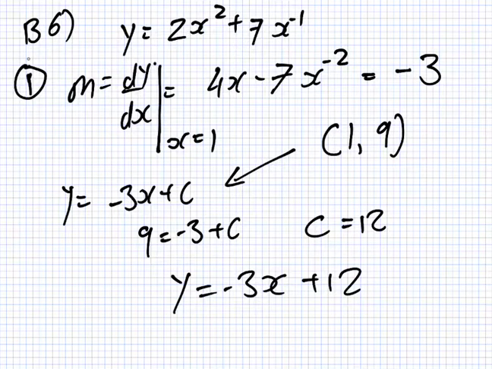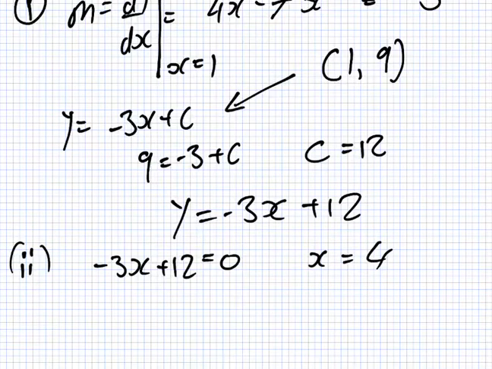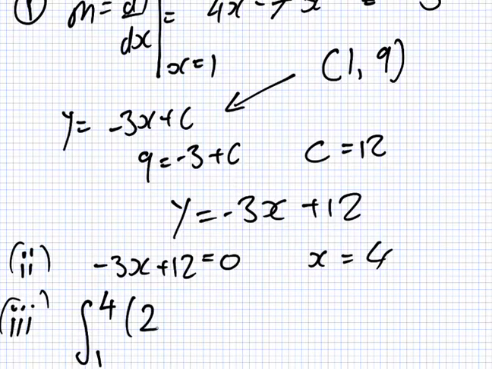Okay. Part 2 is find where this line crosses the x-axis. Super easy. Just make this equal to 0. And you can see x will be 4. Part 3: find the area between the curve and the x-axis for x between 1 and 4. So for part 3, they want the area. So that means they want you to calculate from 1 to 4 of 2x squared plus 7 over x dx. That's the area.